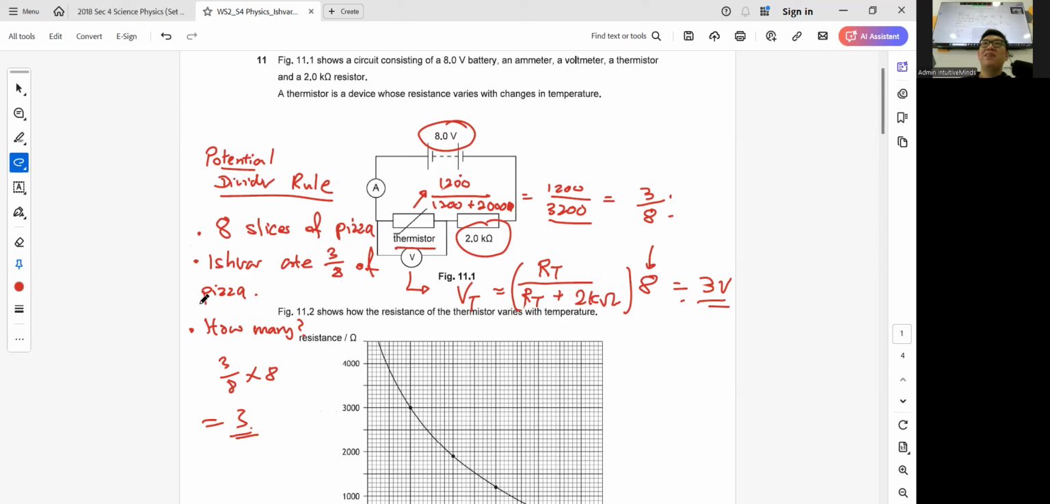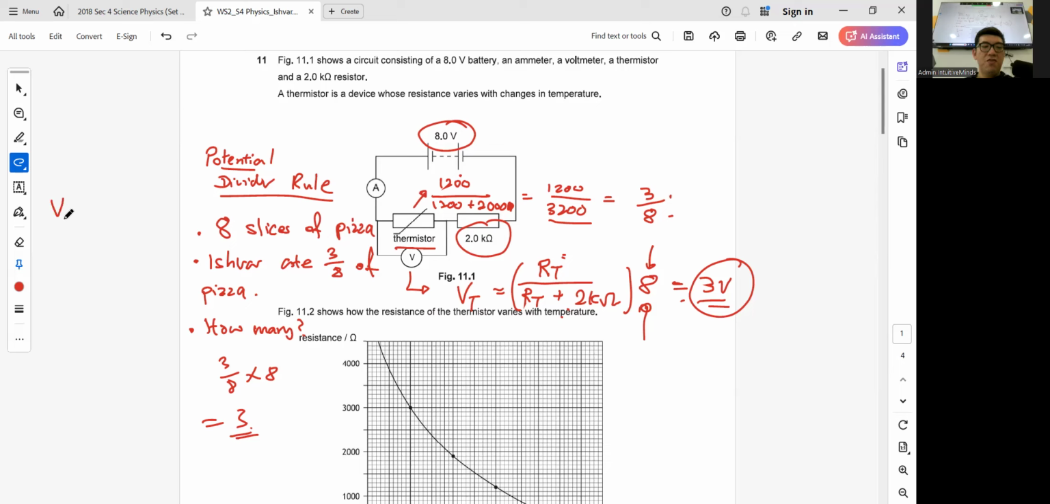It's like a simple primary school math question. That's the interesting part about this. You have something that is very intimidating, but if you understand and realize that it's a fraction of the resistance to the total resistance, you use the fraction multiplied by 8, and you get an actual answer to the potential difference. So this is the introduction to potential divider rule.